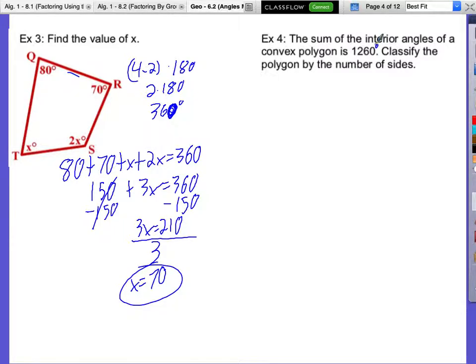We're just gonna do 6 times. So now how would you classify the polygon? What would you call it? The name of it.